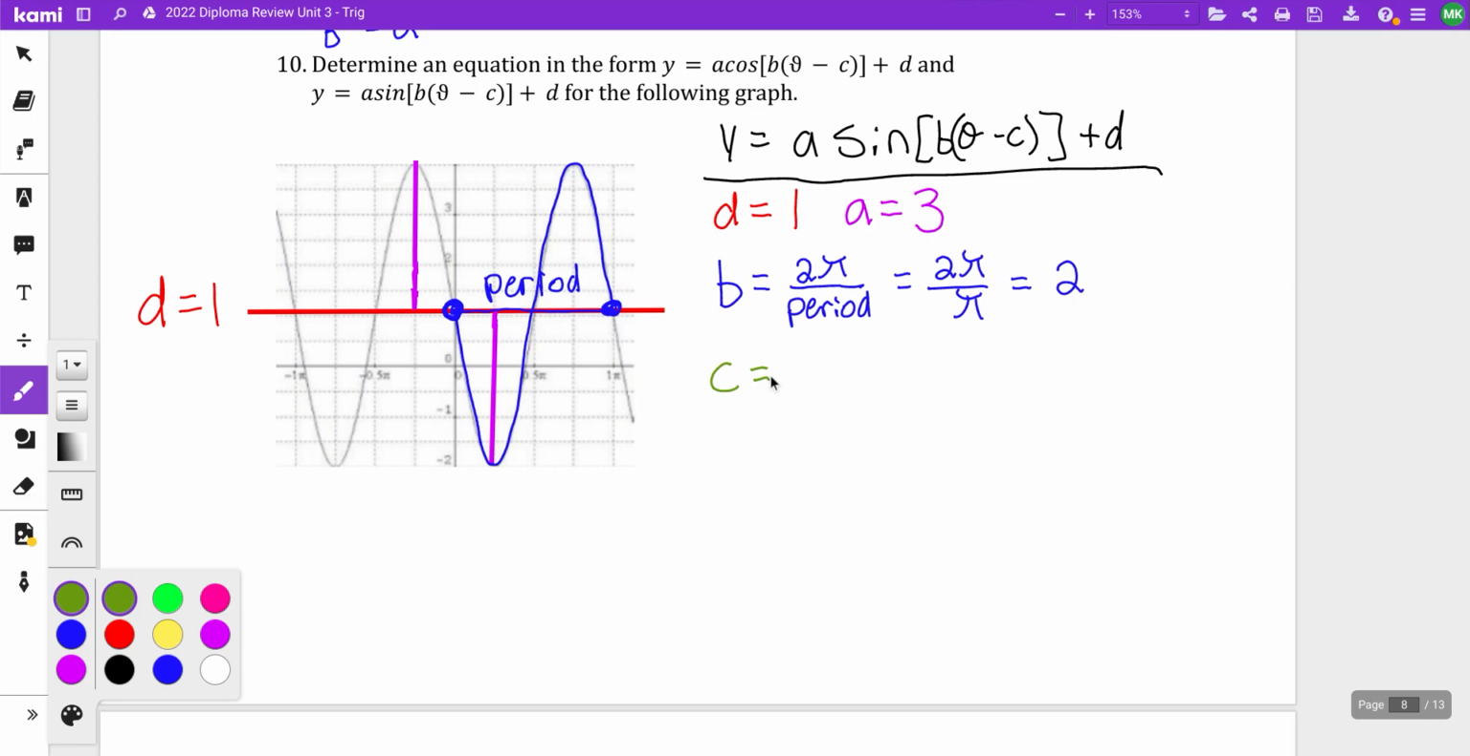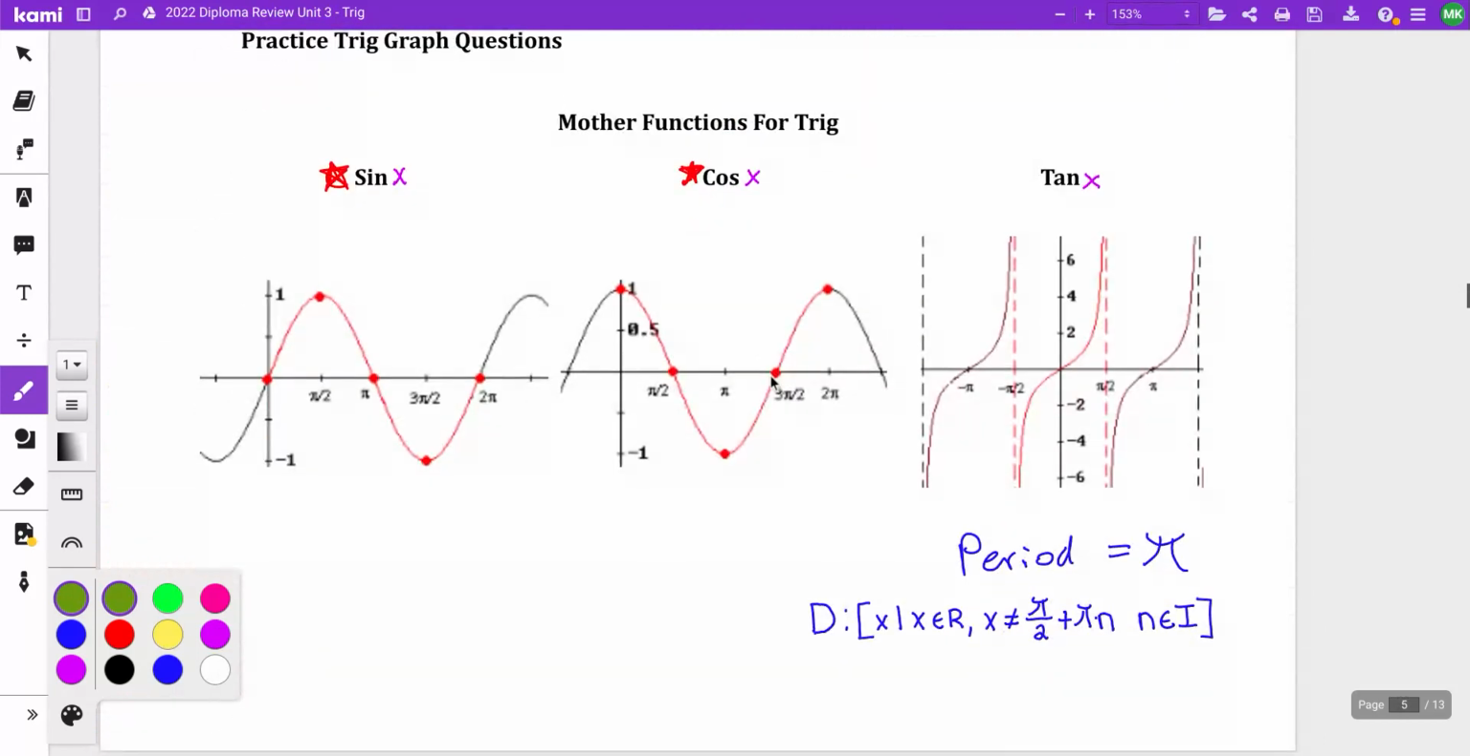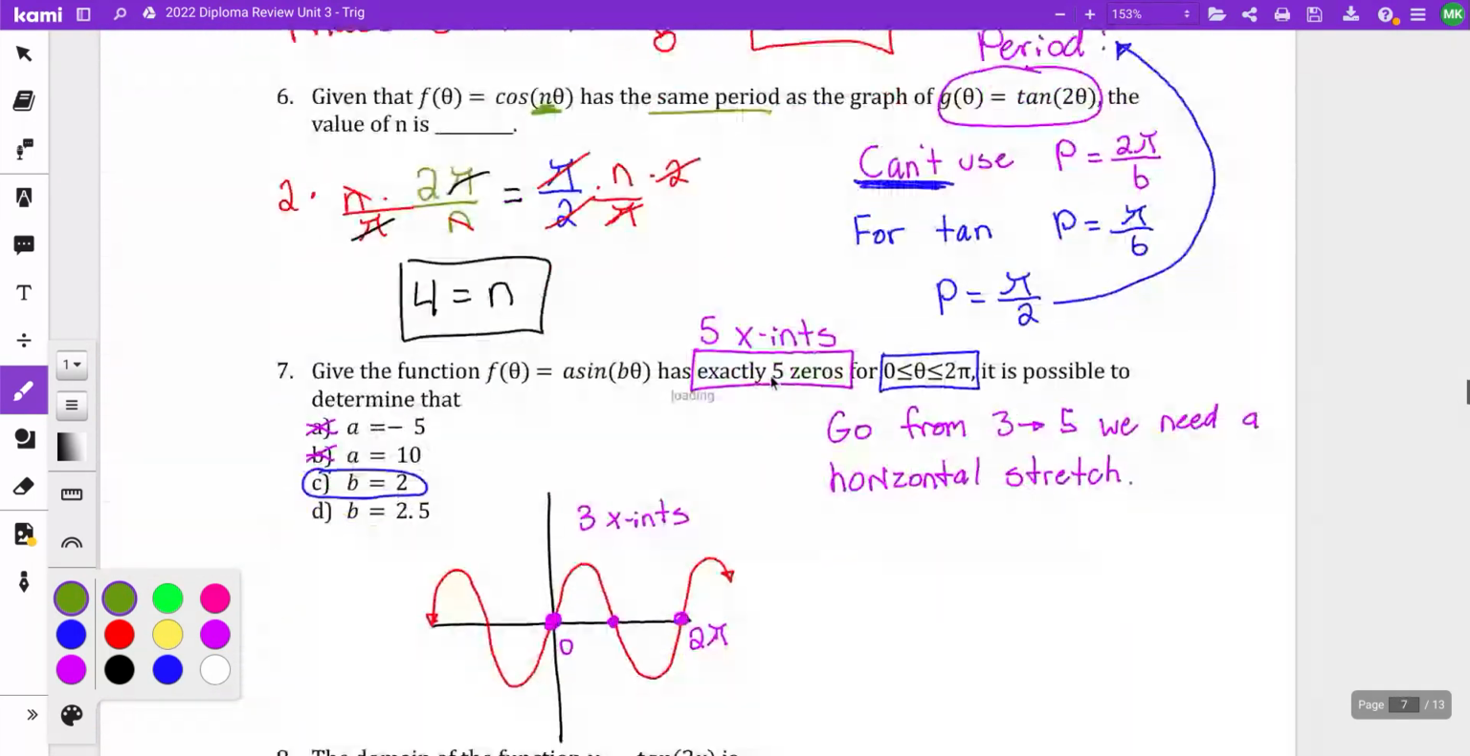So your mother function for a sine graph starts like this. Right at the midline, and then it goes up. The only way that point would move is by phase shifts and vertical translations. It won't be affected by stretches. A horizontal stretch, not moving. Vertical stretch, not moving. So what you need to do is look at your graph, try to find where that point has gone to.